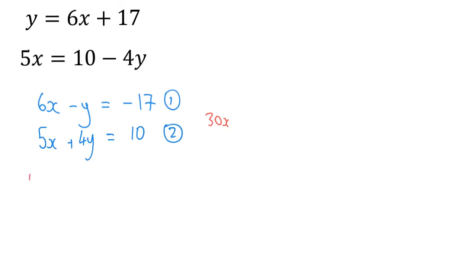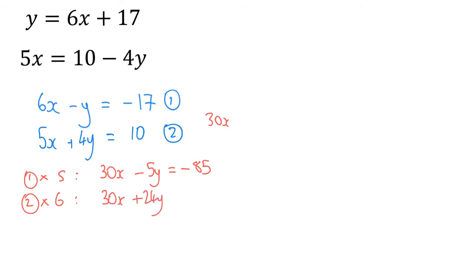So if you multiply equation 1 by 5, that will give us 30x minus 5y equals minus 85. And if we multiply equation 2 by 6, we'll get 30x plus 24y equals 60. So now the x's are the same. What we need to do is either decide to add or subtract them.